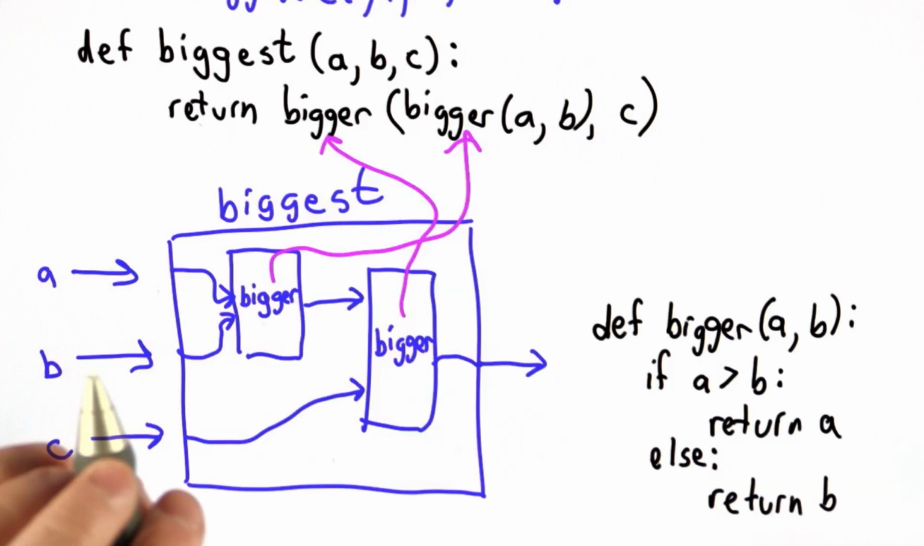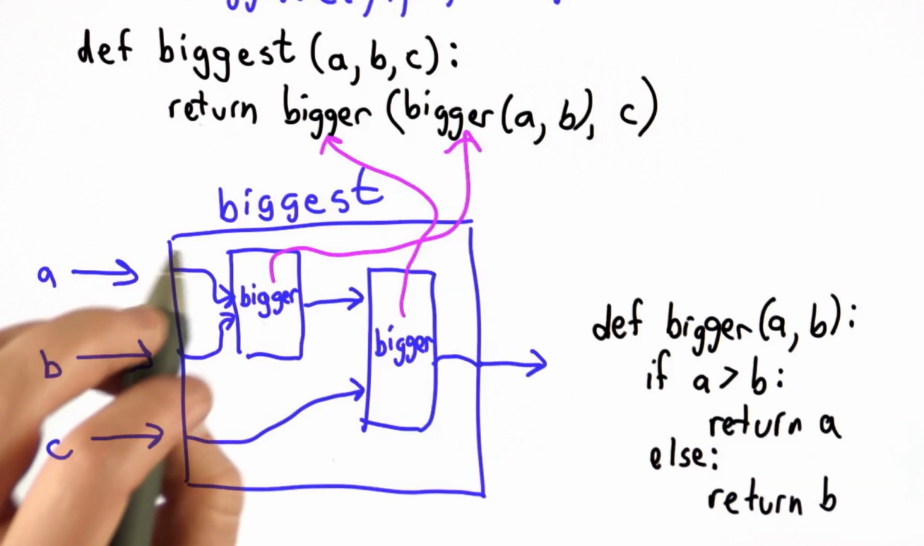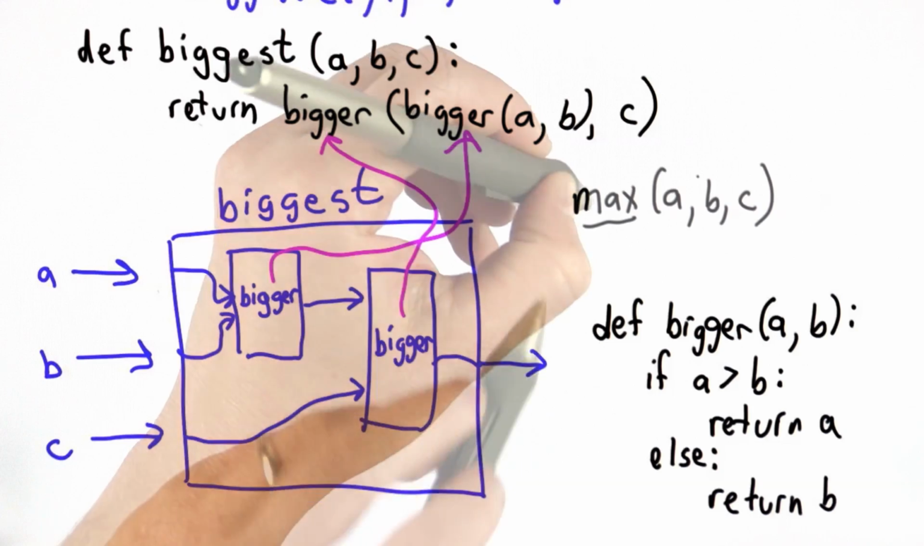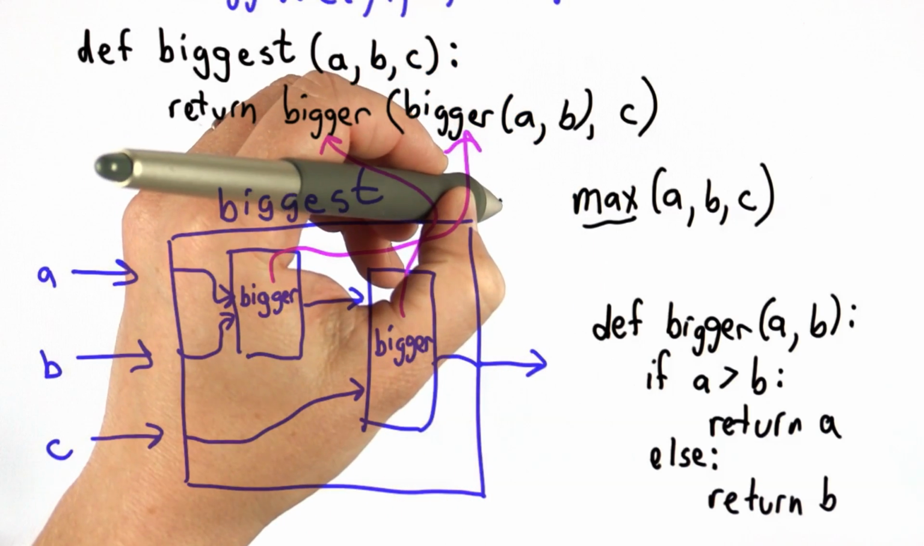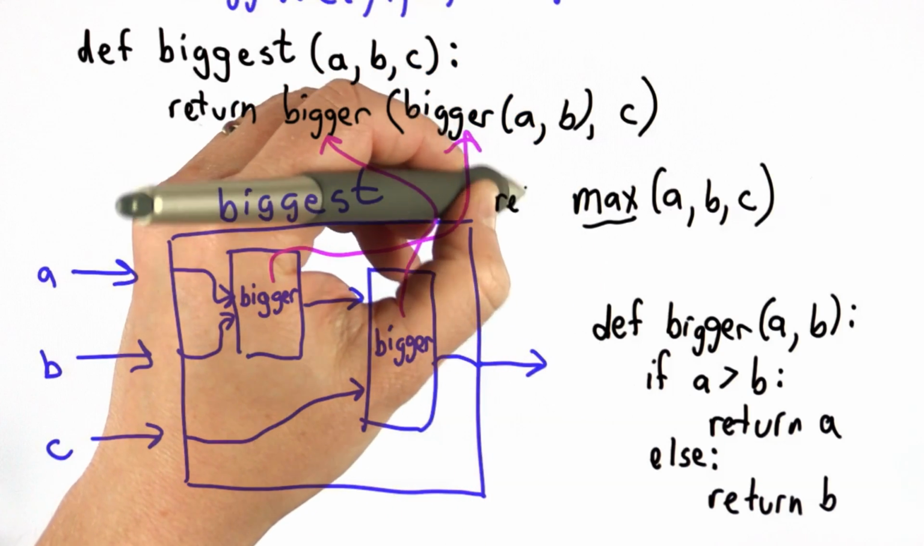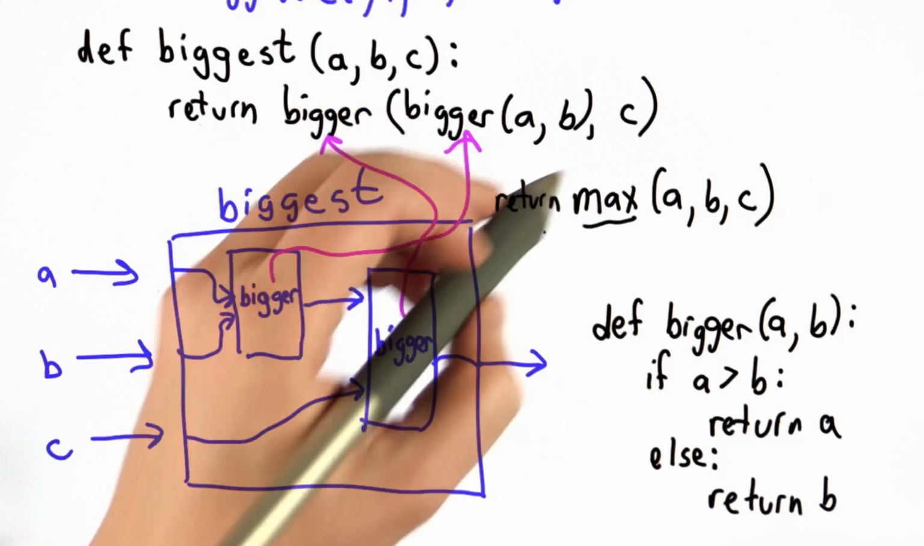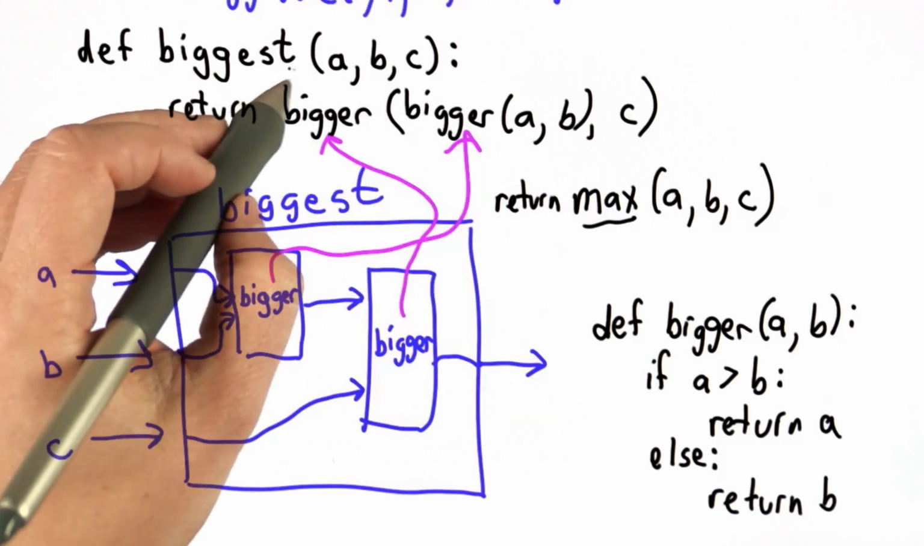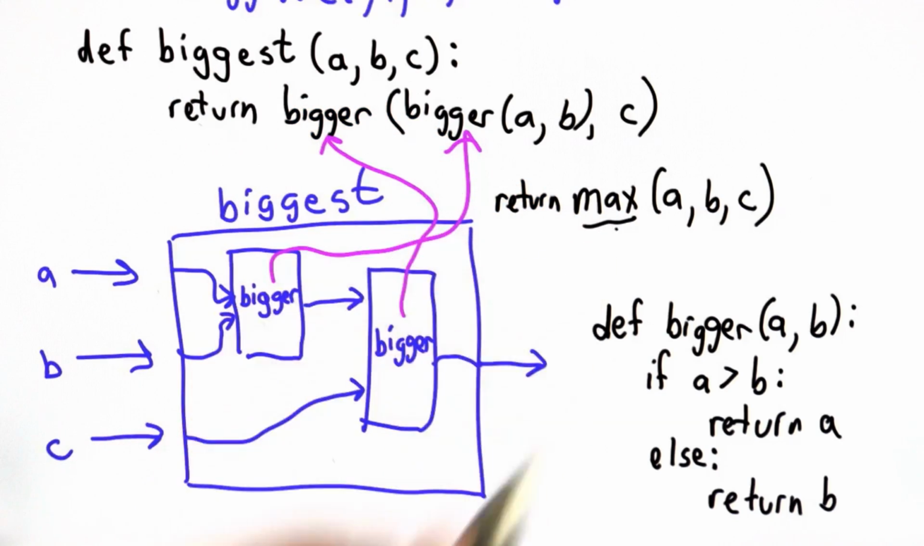There's actually an even easier way to do it, and that's using a built-in operator. There's a built-in operator max, and we could use max directly to implement bigger, just returning the max of A, B, and C. If we actually knew about the built-in operator max, well then we wouldn't need to define biggest at all. We could just use the built-in max. But the important thing to see here is that we can define procedures ourselves.